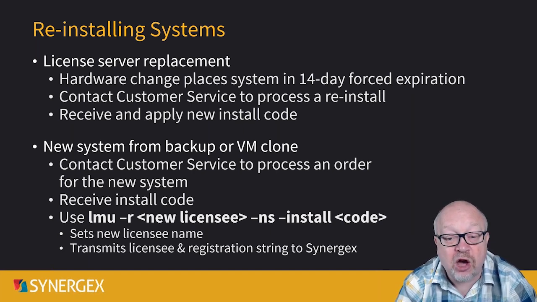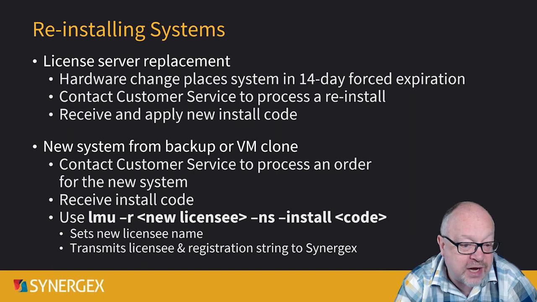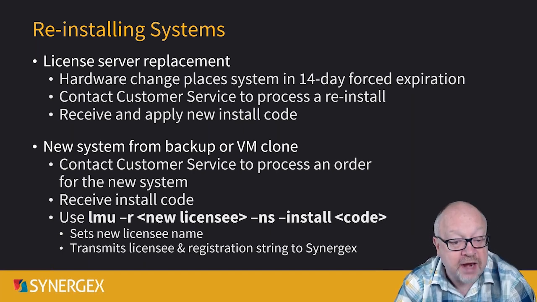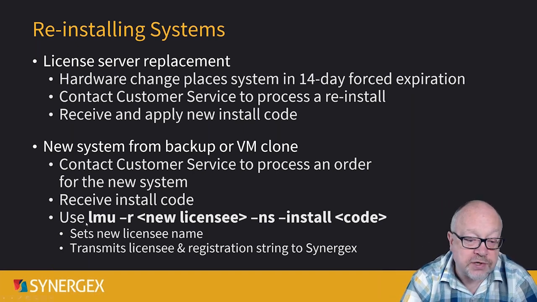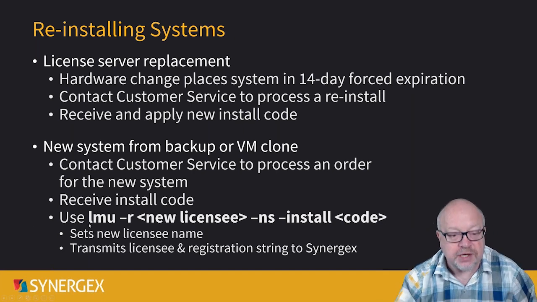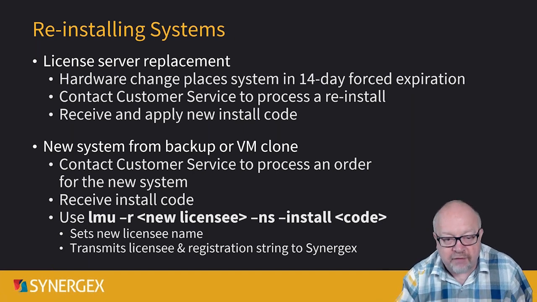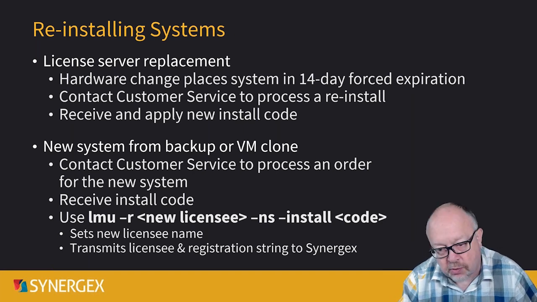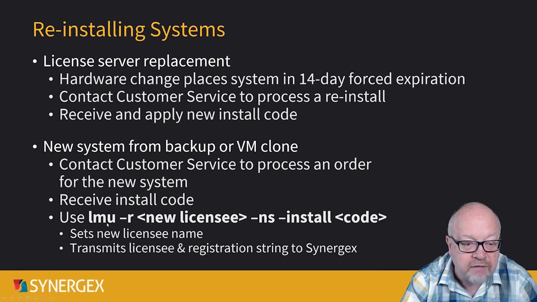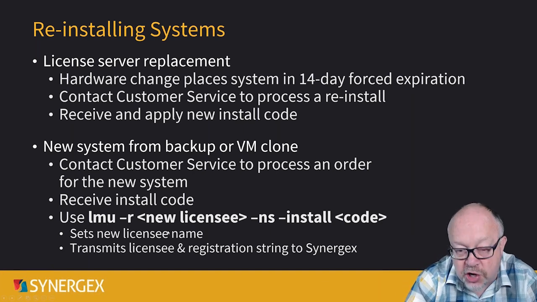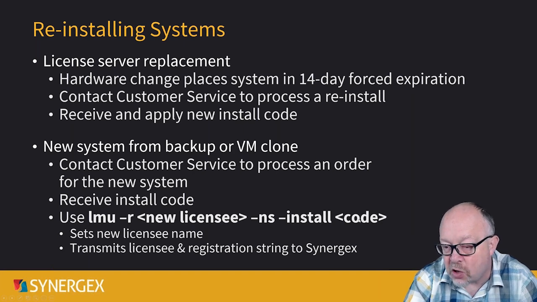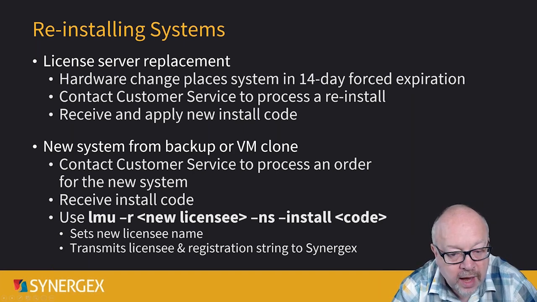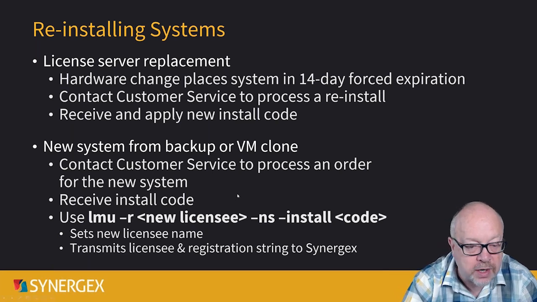For the new system from a backup or a VM clone, essentially the recommended process is contact us ahead of time, place the order for the new system, receive your new install code. And the command you can see on the screen here is assuming you've got a licensed base image, essentially. But obviously, things are going to stop working if the hardware changes or if the environment changes significantly enough. So this is the process by which you can apply a new install code to an existing license. LMU -R, the new licensee, -NS -install, and the new code, and that will apply that new license to that cloned system.